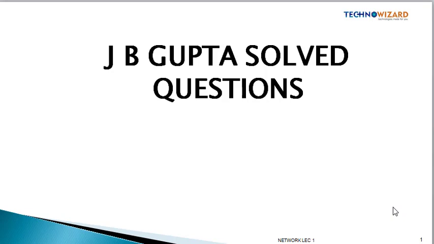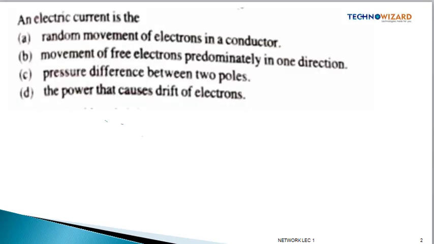Basically, I'll be providing you the solution of JV Gupta questions. I'll begin with the network subject because it's a very basic subject. So let's have a look at the first question of the JV Gupta book.